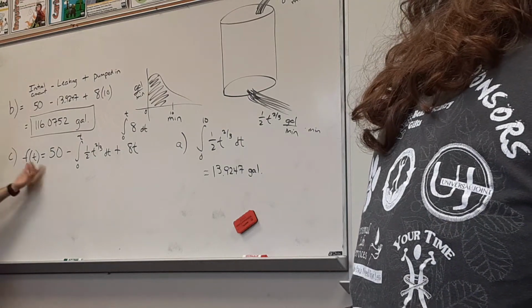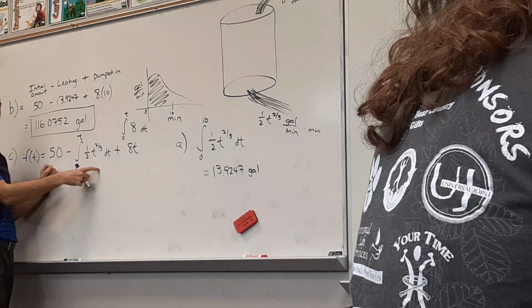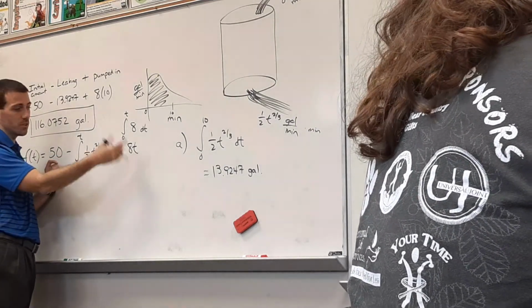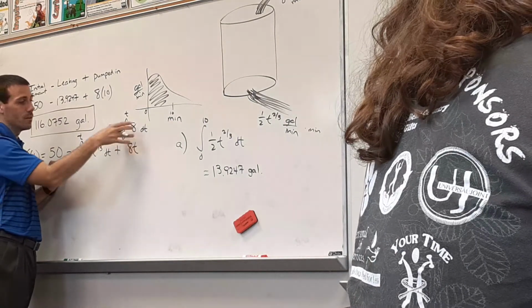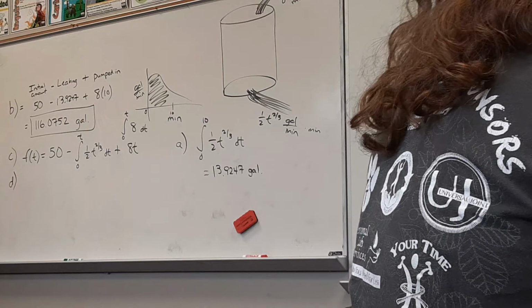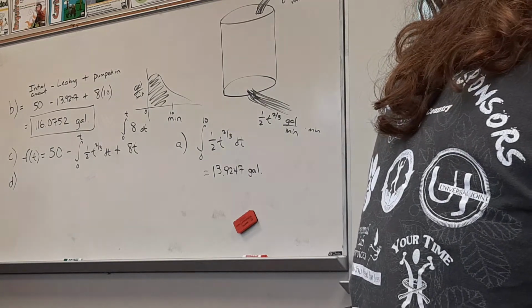So you got the initial amount, how much leaked out, which involves an integration, and how much is pumped in, which in this case, since it was a constant rate, didn't really matter. But you can also involve an integration expression there. All right, and that leaves us the last one. We'll get out of here.